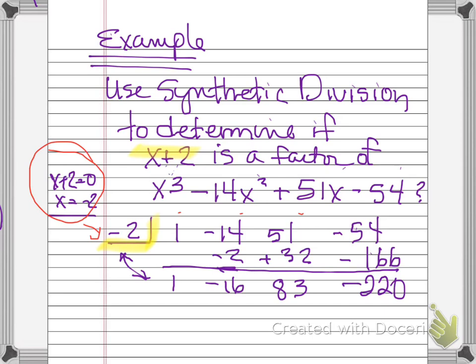What this tells us is that x plus 2 is not a factor. This would have to equal 0 for x plus 2 to be a factor. So it is not a factor of the expression that they gave us. Okay. So let's go on.